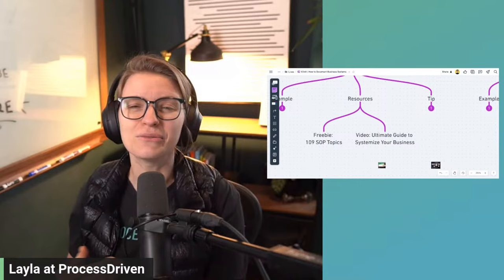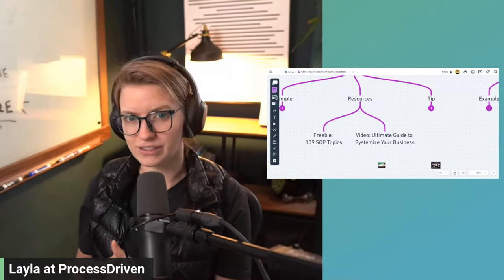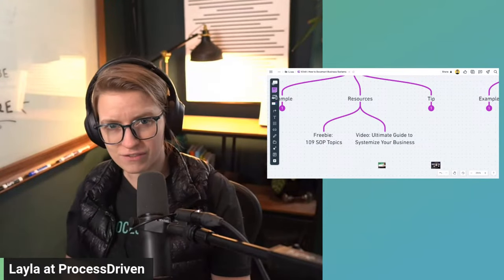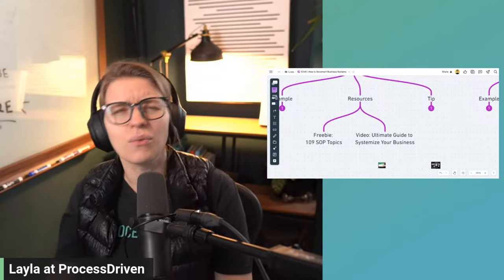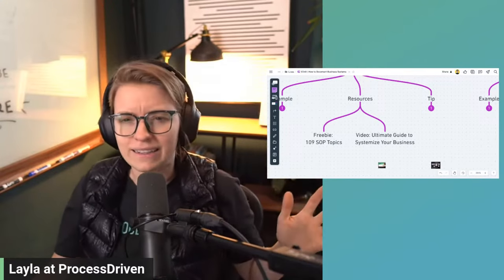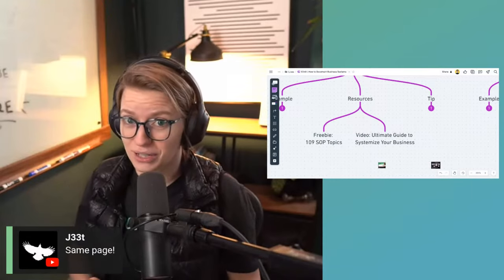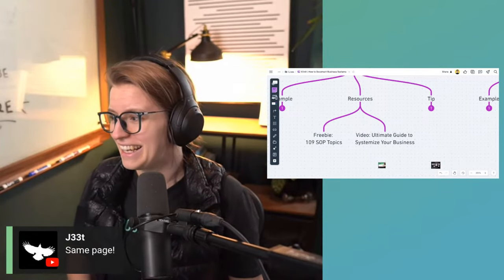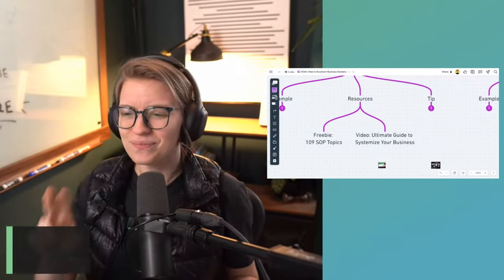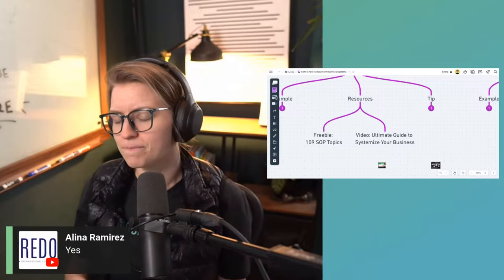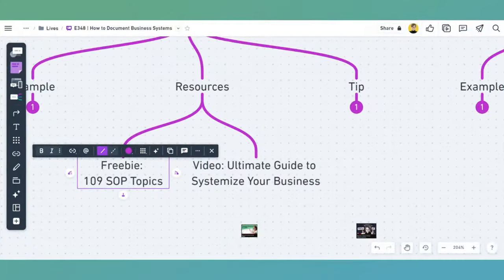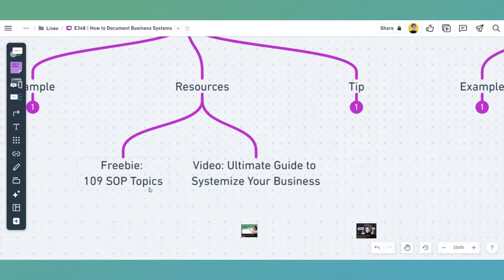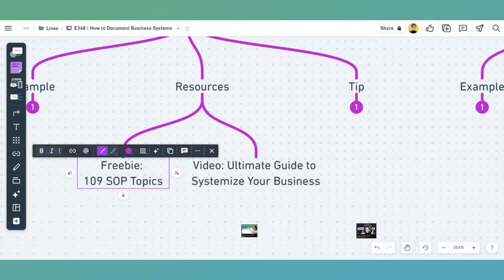I also want to give you some resources to dive deeper into this first step. So if this identification feels like a mind melt and you're sitting here thinking, identify the need, what, when I'm never going to be in my day to day thinking, gee, golly, this is a great moment for processes to be added. If that's you, there's two resources I have for you here. The first one is a SOP topic resource. This is a freebie that we have here at Process Driven, where you can actually look up 109 examples of SOPs that most teams have.